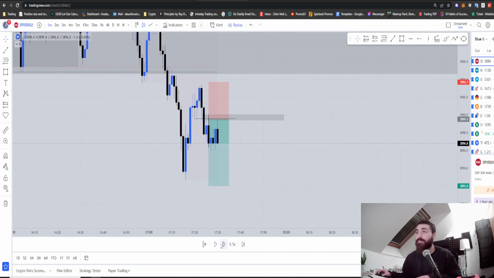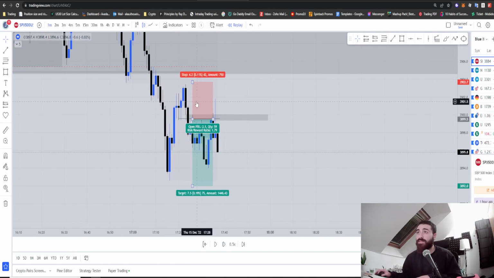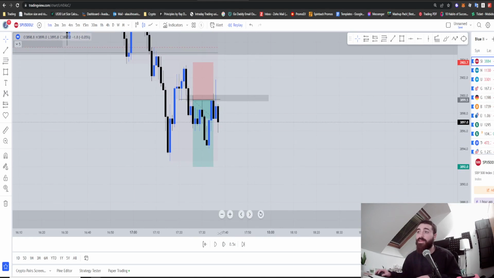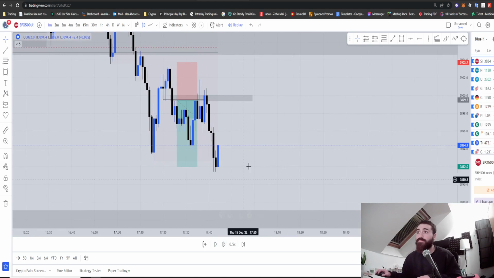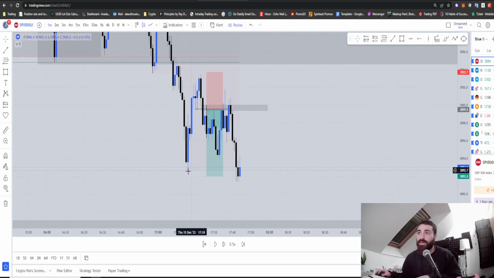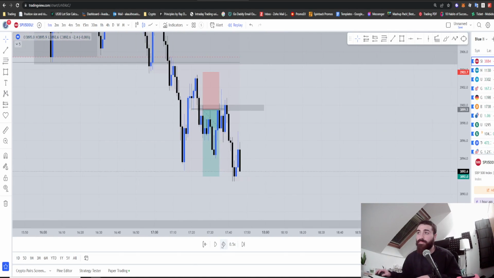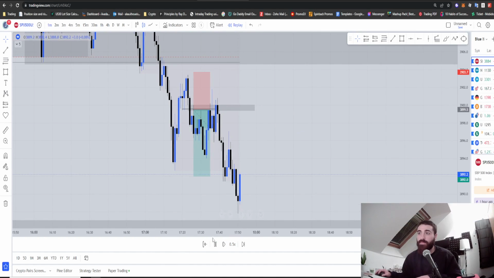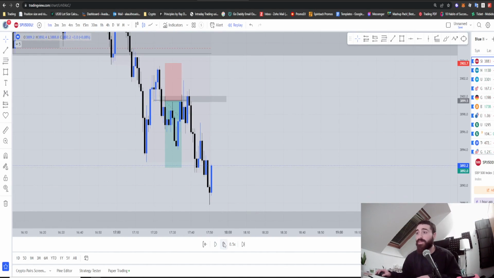Okay, as we can see, it went back up, it took the liquidity, and then went straight to TP. It went a bit lower, but I took profits here. I didn't take profits down there, I took my profits here. Okay, this is the first trade.